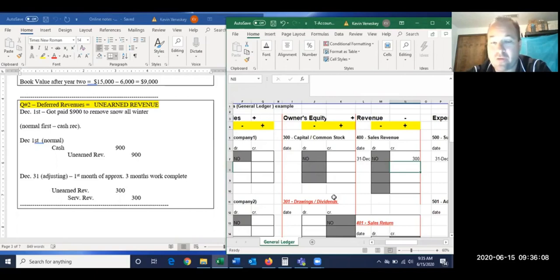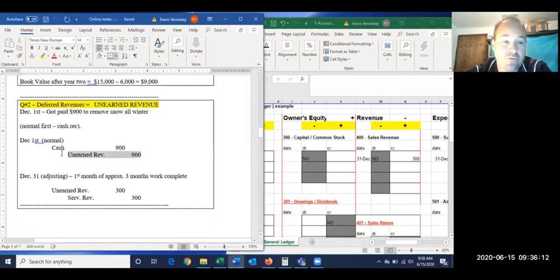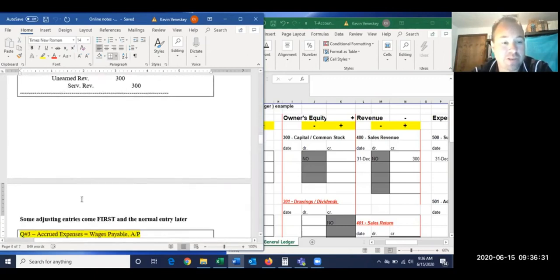Same thing would go with a gift card. Texas Roadhouse gets $900 for a gift card. They call it unearned revenue. And then at the end of December, 300 of those gift card dollars were used and food was provided. They would count that then as revenue. All right, so that's quadrant 2.